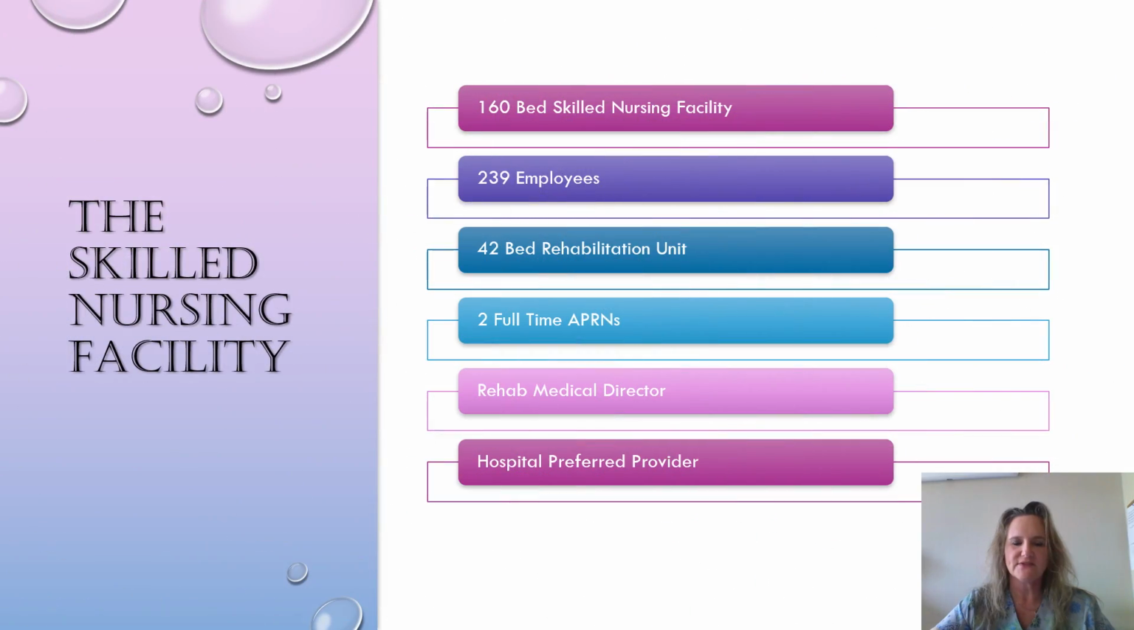That of a skilled nursing facility. It's a 160 bed facility. We have 239 employees, which is quite a bit of employees. It is a 42 bed rehabilitation unit. It has 2 full-time APRNs on the rehab unit. I have my own rehab medical director, and we are a hospital preferred provider. Some of the hospitals in our area, we are preferred providers for them, so we have to live up to the hospital expectations and do the training that is required of the hospital.